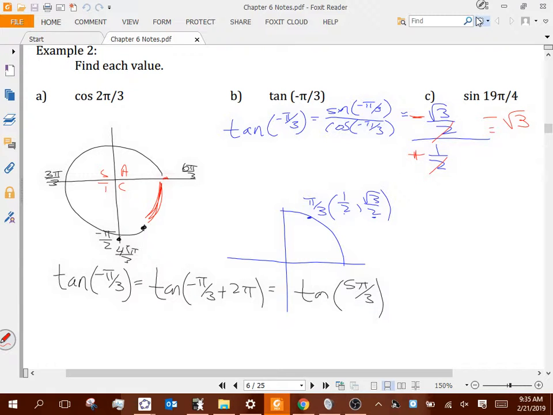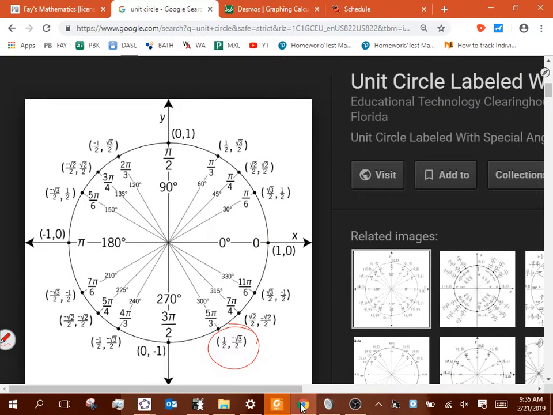Negative pi over 3 is the first angle, so that's an option. You would go find that tangent of 5 pi over 3 is the sine of 5 pi over 3 divided by cosine of 5 pi over 3. You can go that route. If you're a person who wants to use the unit circle, here's my 5 pi over 3. There's my sine value.